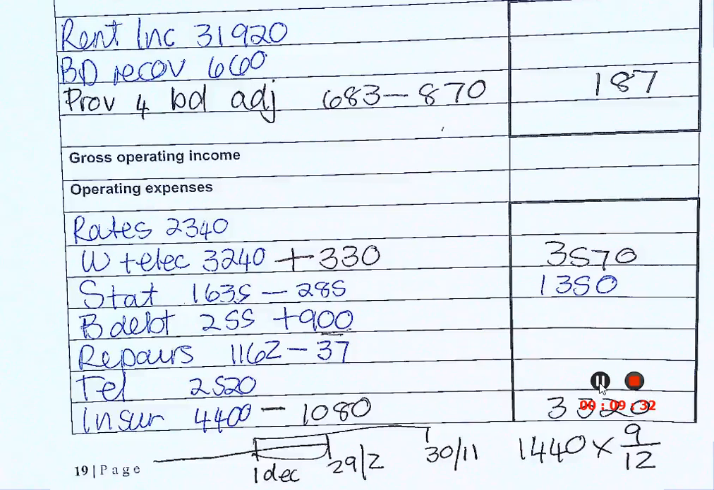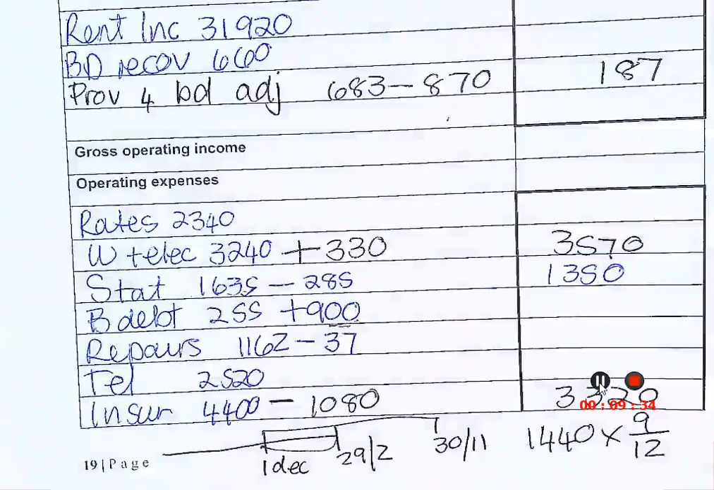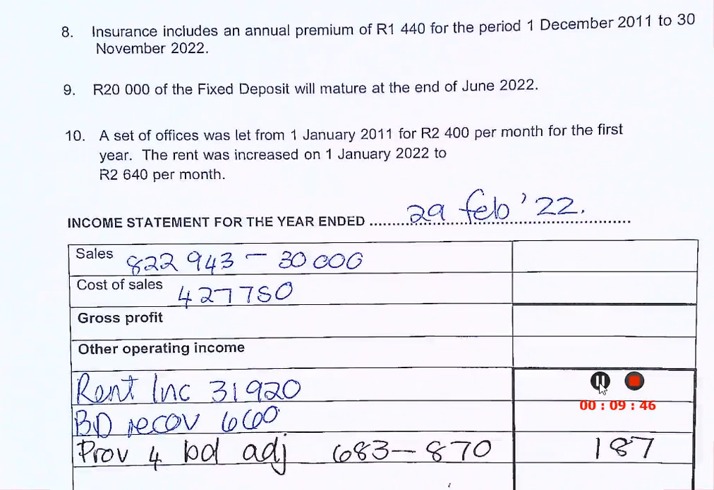Okay, 20,000 of the fixed deposit will mature next year. That's for my balance sheet. A set of offices, now look at this one. A set of offices was let from 1st Jan at 2,400, and then 1st Jan it increases to 2,640.